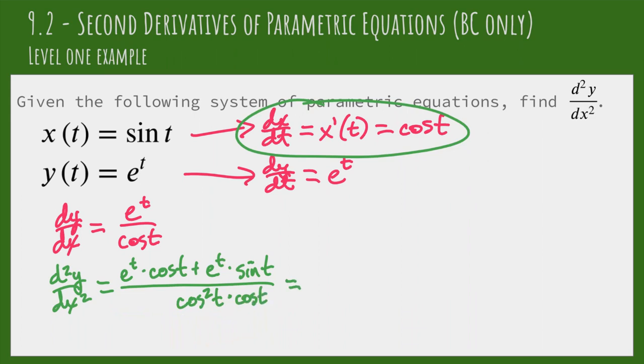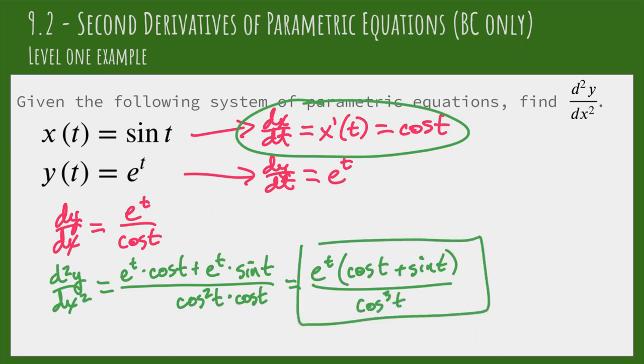And so what we end up with then is you can factor the e to the t or not. It doesn't really matter. I'm going to do it just to save a little bit of time. And then on the bottom, we're going to have cosine cubed of t. It would be perfectly acceptable to go straight to cosine cubed of t in the denominator if you're thinking ahead and you know you're going to end up dividing by dx dt.